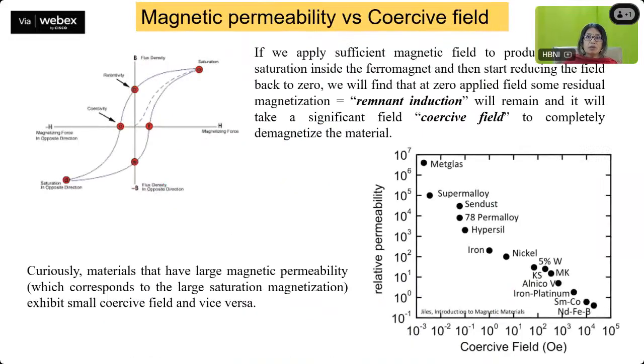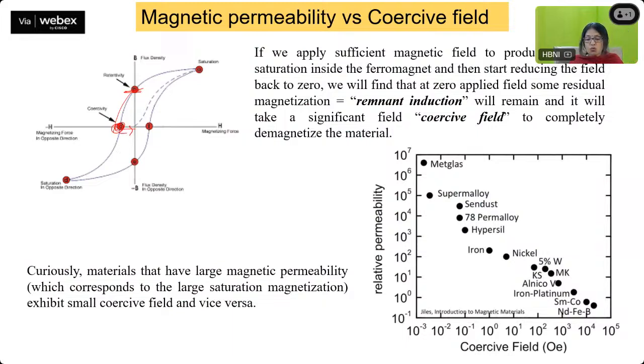Now, magnetic permeability versus coercive field. If we apply a sufficient magnetic field to produce complete saturation inside the ferromagnet and then start reducing the field back to zero, we will find that at zero applied field, some residual magnetism is still left over. This is known as the remnant induction. And what you will require is a significant field, known as the coercive field, to completely demagnetize this material.